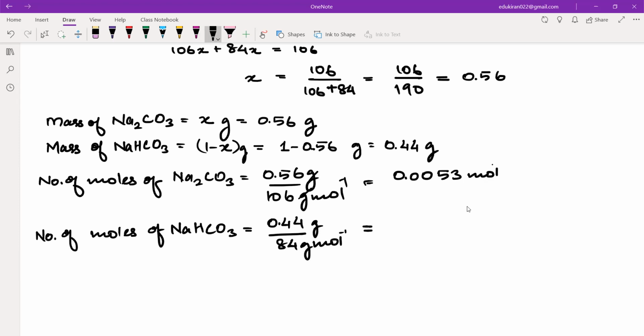Tell me, how much will it come to? Who will tell me? You can tell me without even calculating, without lifting up your pen. The answer is given in the question only. If you read the question, you will get the answer. Yeah, tell me, guys. What will be the number of moles of NaHCO3?